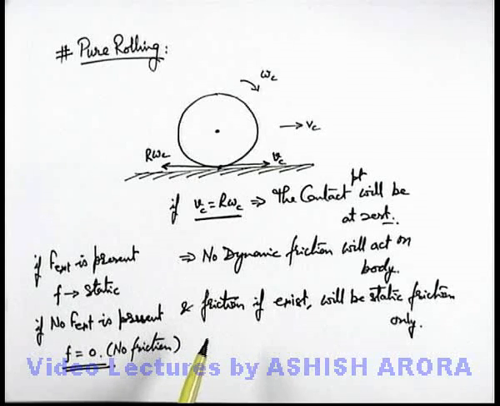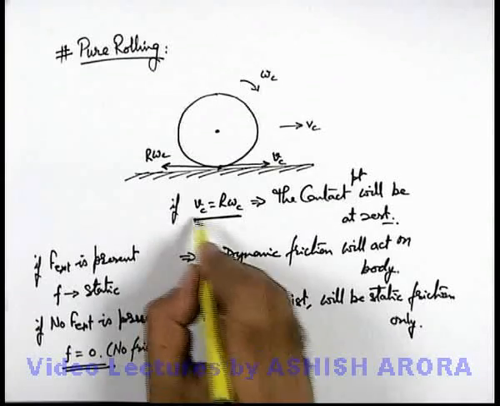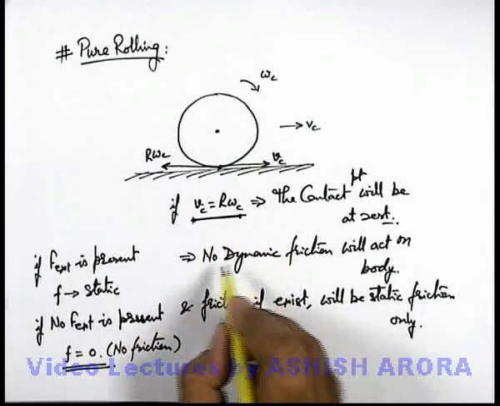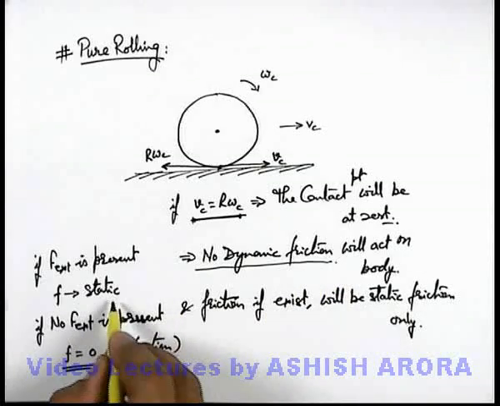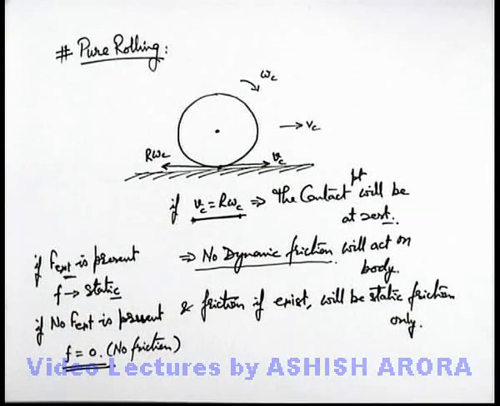However, in this situation, a particular special type of friction will come into the picture. We call it rolling friction, about which we'll talk later. Right now, we have studied kinetic and static friction. So when Vc is equal to r omega c, kinetic friction will never be there, and static friction will exist only if some external forces are present on the body.